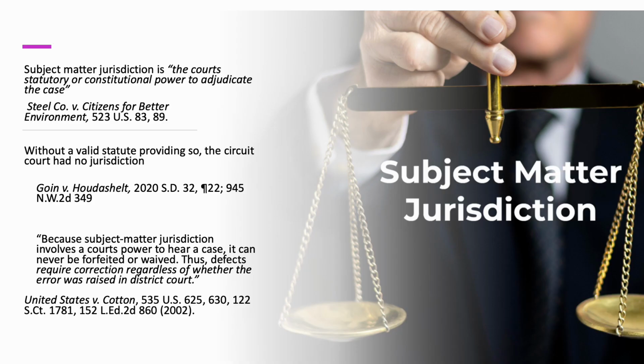There's extensive case law throughout the United States which deals with this issue, and it says that subject matter jurisdiction is the court's statutory or constitutional power to adjudicate the case. That was Steel Company versus Citizens for a Better Environment, decided by a federal court. Because subject matter jurisdiction involves a court's power to hear a case, it can never be forfeited or waived. That was United States versus Cotton, also a federal case, in 2002. And these are gold standards for establishing jurisdiction or the lack thereof.